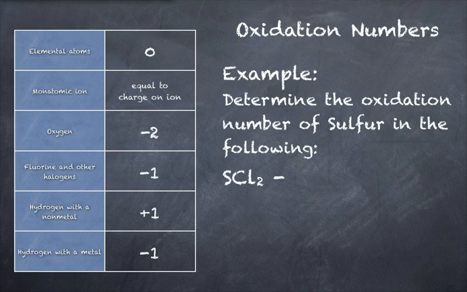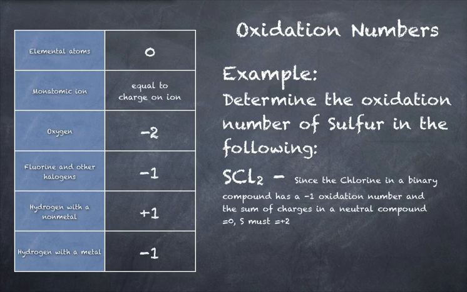In the case of SCl2, we're going to see that it's a binary compound, and chlorine as a binary compound is negative 1. So there's 2 negative 1s. The sum has to equal 0, so in this case the sulfur must equal positive 2. We saw it equaling negative 2 a minute ago, and now it has to equal positive 2. If this compound exists, then in this particular example the sulfur has to be positive 2 so that it will balance.